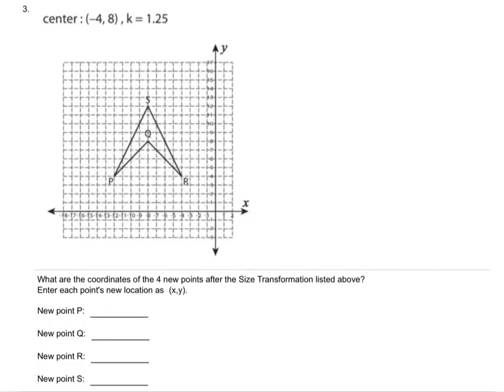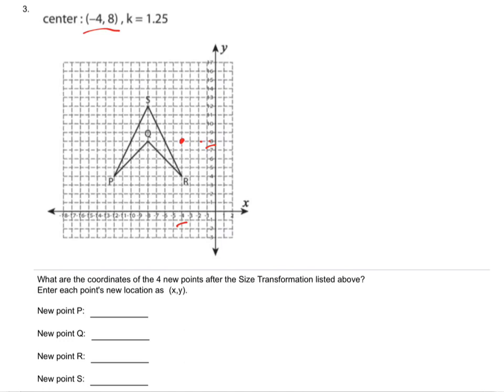Okay, number 3. We got this 4-sided quadrilateral. And the center is minus 4, 8. Let's go find that. Minus 4. It's right there, isn't it?